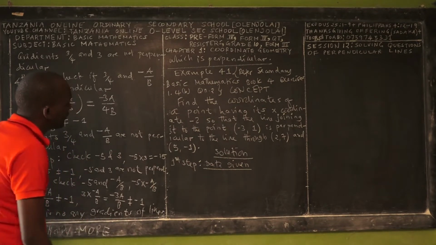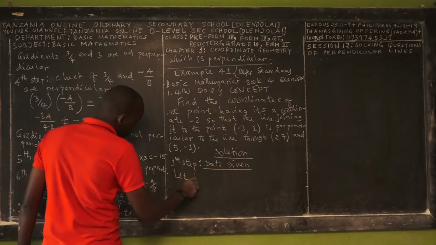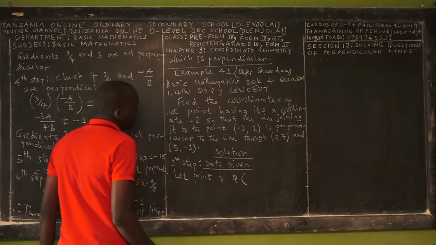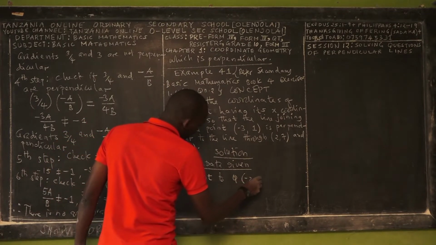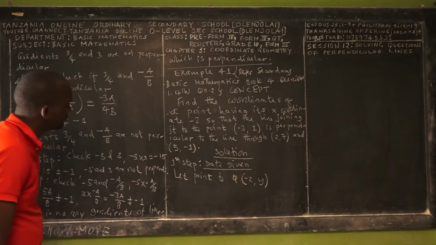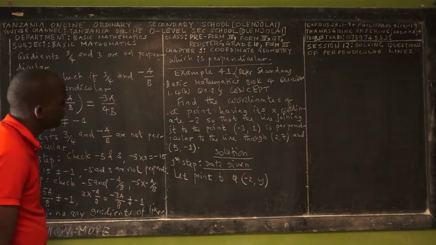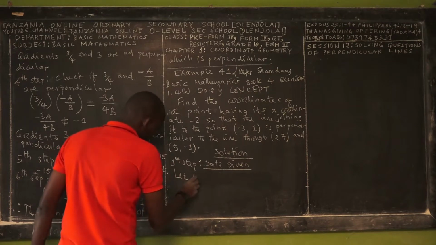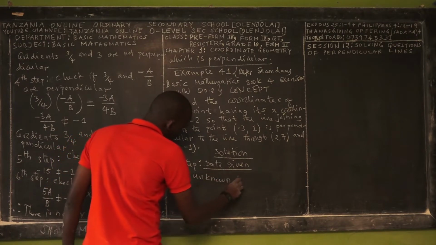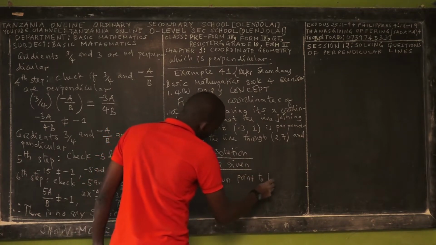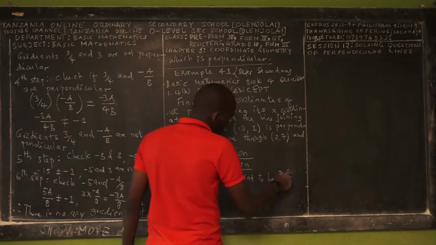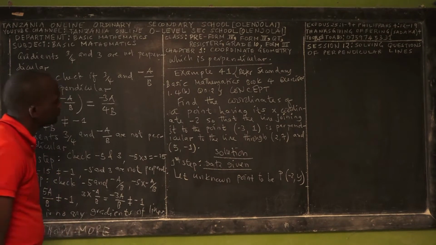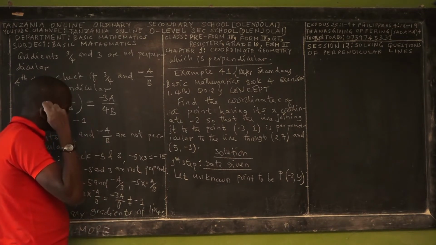So the data given, we have to find the coordinates of the point. So let the point be point Q, whose x coordinate is -2 and y coordinate is unknown. So let the unknown point be point P, which is -2, 1. So the line is passing through it.